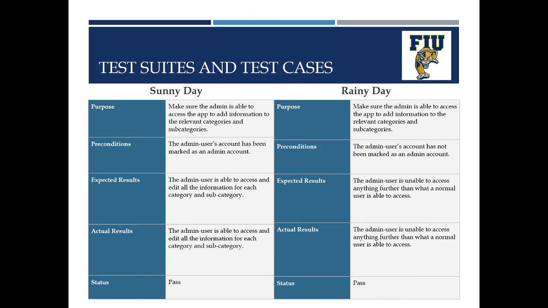And the last set of test suites and test cases here is going to be related to the administration account and the ability for the administration to edit information in the categories and subcategories. Sunny day scenario is again properly configured, demonstrates that everything works as expected when the user is given the right permissions. And for the rainy day scenario, if a user is not given admin privileges, then they will not be able to access any information and not change it, which is important to guarantee that the information that we have is accurate and reliable.